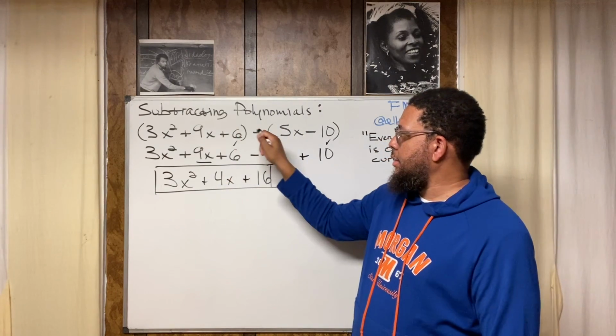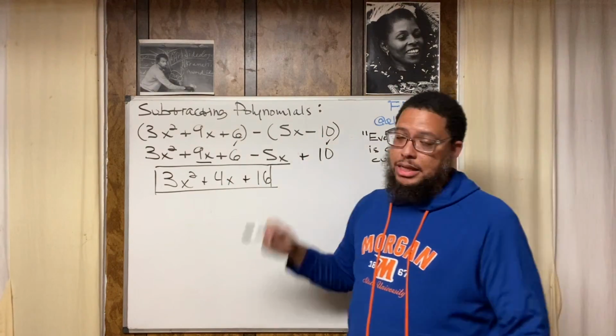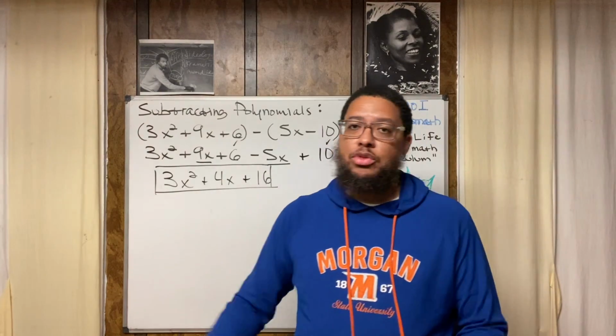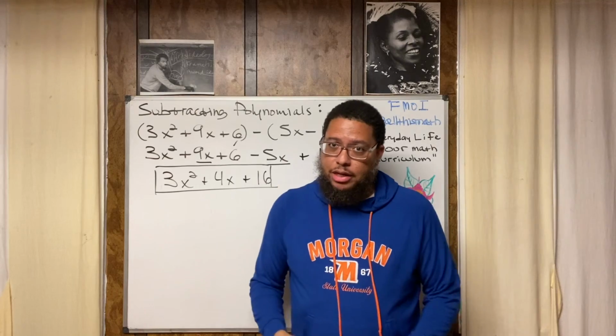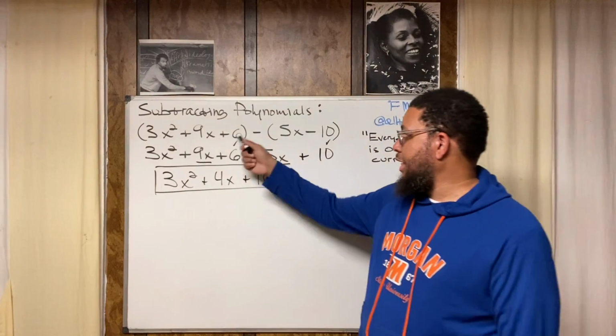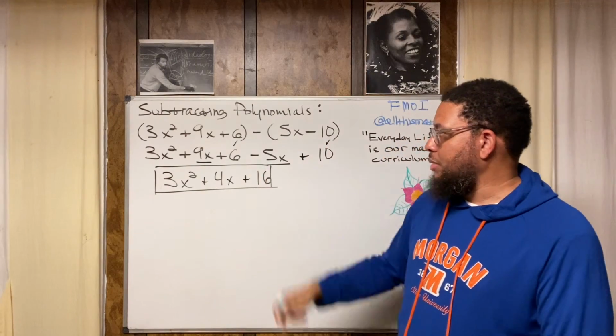And then I got 6 minus negative 10. Minus a negative is called a double negative. When we deal with double negatives in algebra, 2 wrongs make a right. Double negative, that becomes addition. That becomes a positive. So this becomes 6 plus 10. 6 plus 10 gives me that 16.